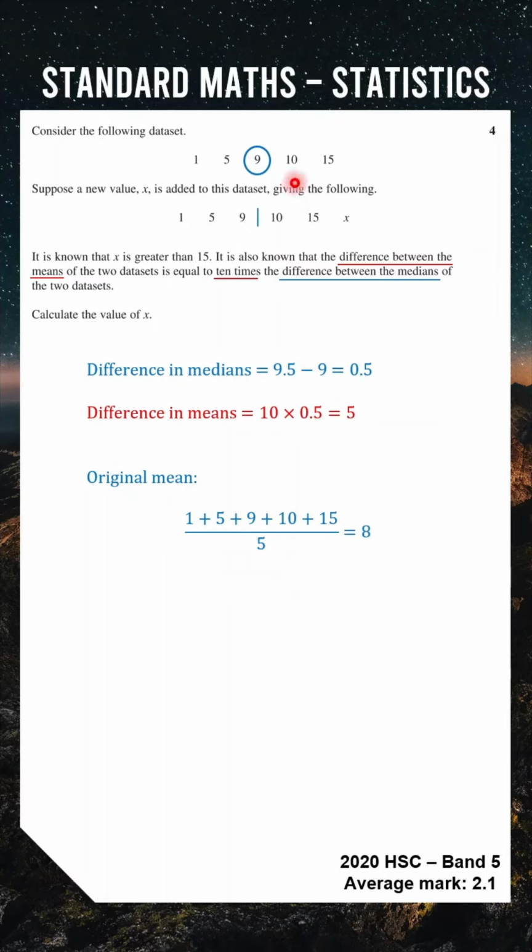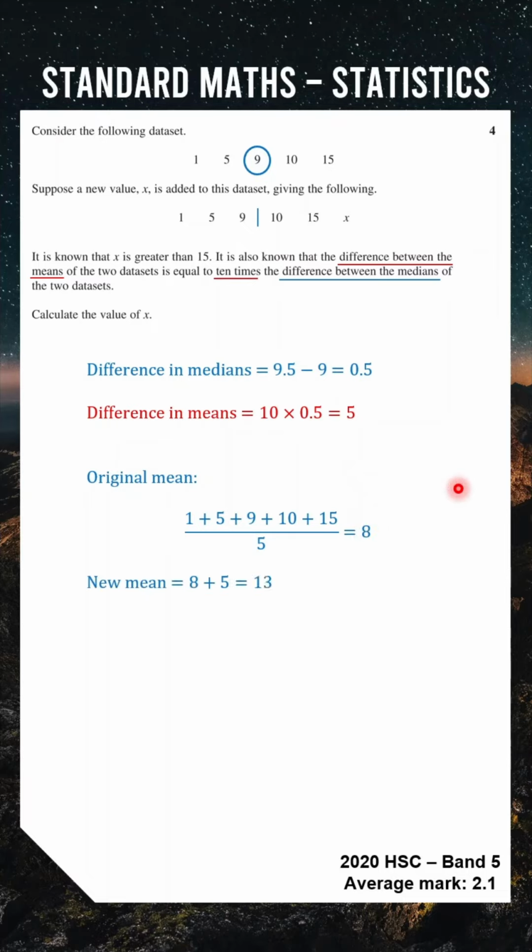So if this data set has an average of 8 and the difference between the means is 5, this data set is going to have a bigger average because the x that's being added in is the largest number. So that means our new mean needs to be 5 bigger than 8. So we're looking for a new mean of 13.